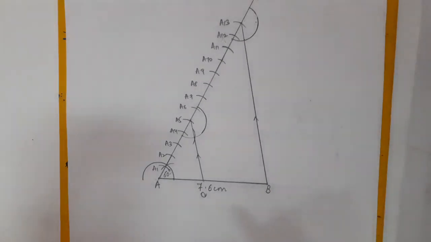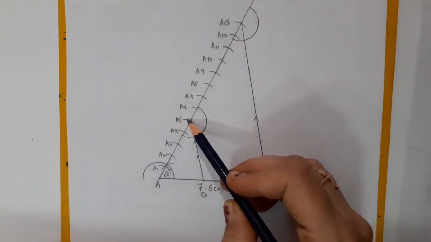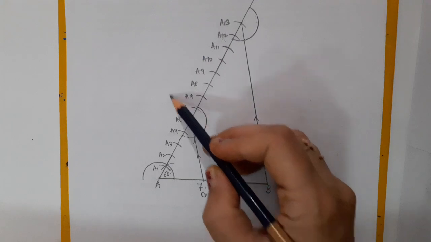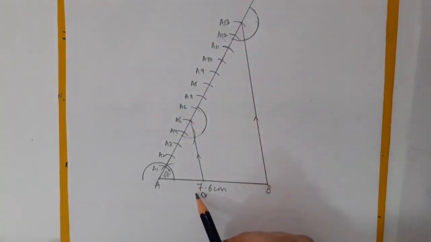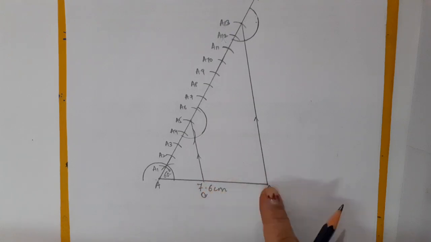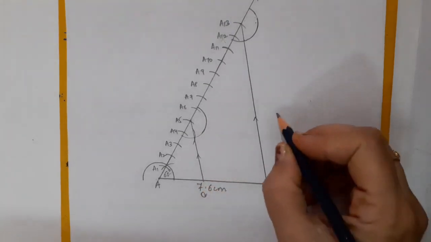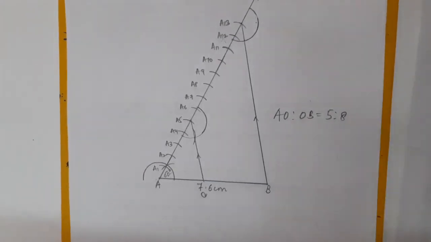Now children, as we have been asked to divide this line segment in the ratio 5:8, let us check. From A to A5 if I reach, there are total 5. And A5 to A13 if I reach, then there are total 8 steps. So here you can see that point O is the point which is going to divide the line segment AB in the ratio 5:8. So can I write that AO ratio OB must be equal to 5:8. So this is AO ratio OB is equal to 5:8.